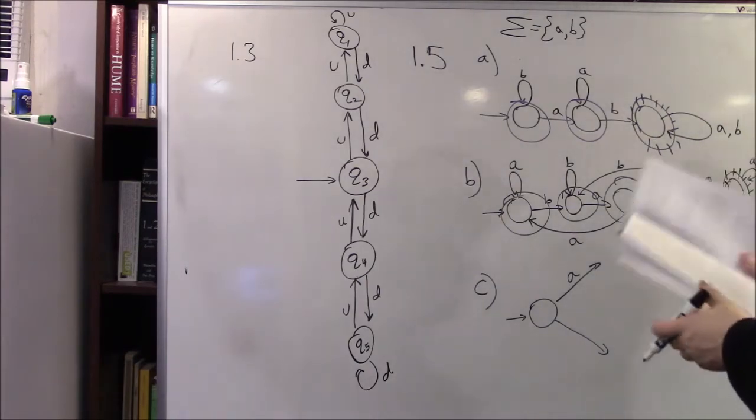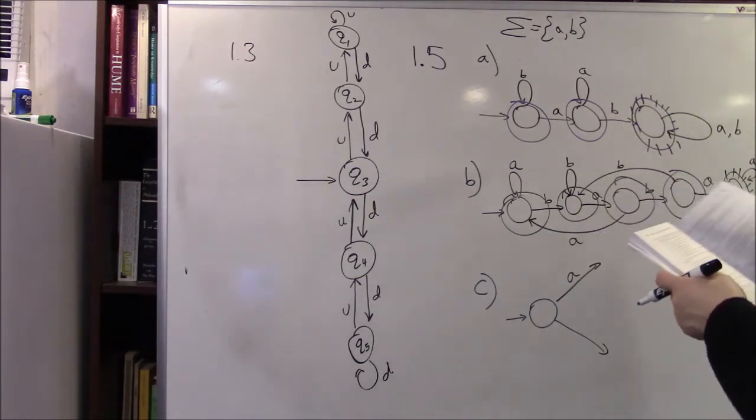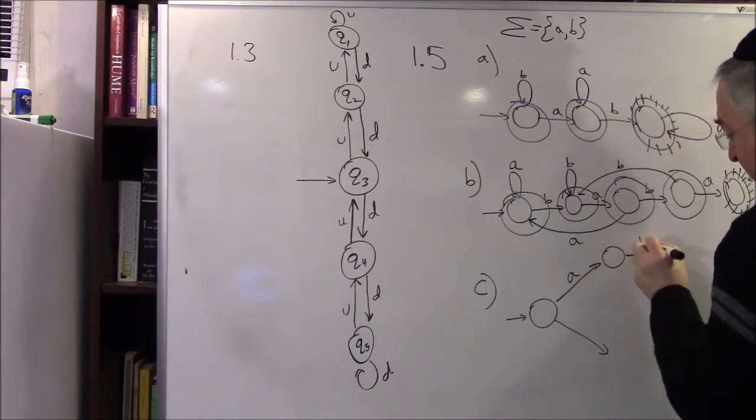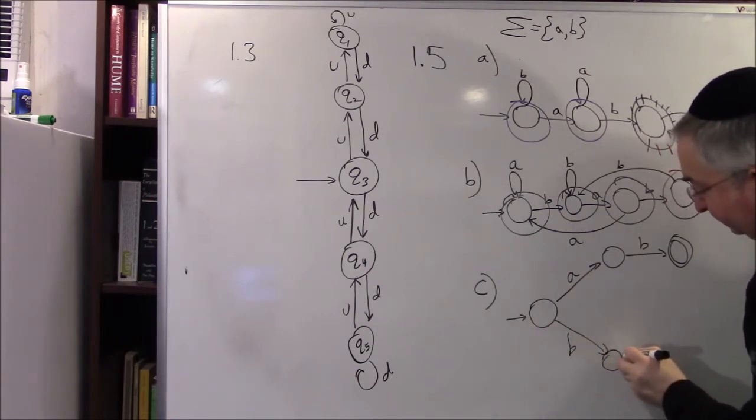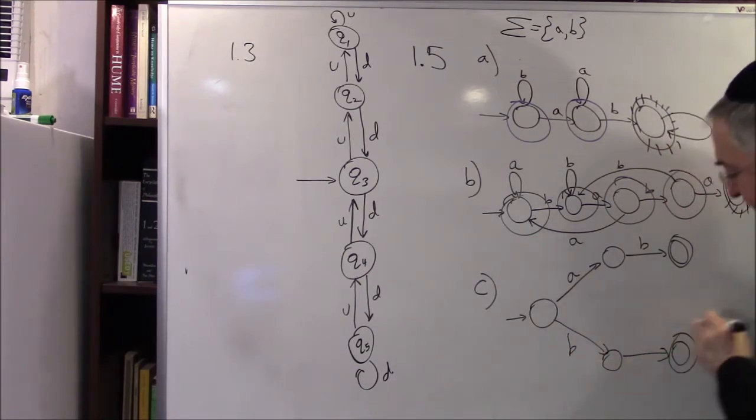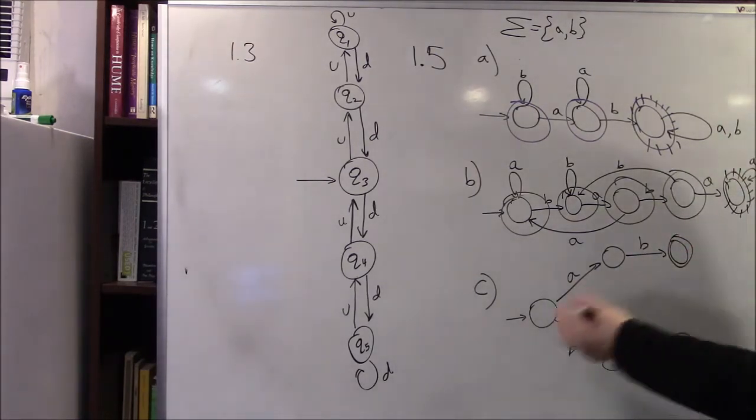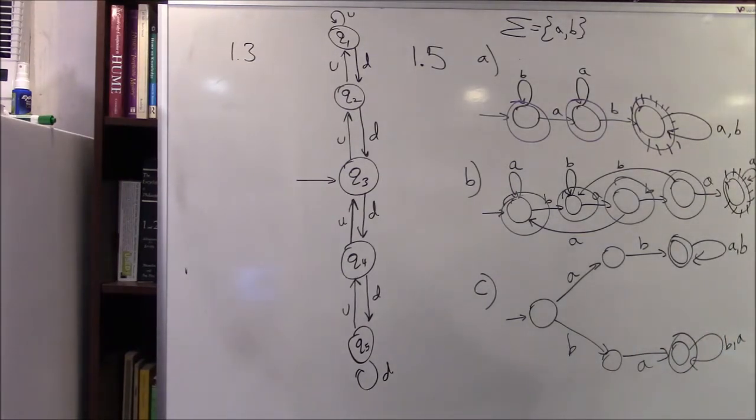Let's just read that. Contains neither the substring AB nor BA. So we're looking for AB. That would be like that. Or BA. That would be like that. Okay. Now, so far so good. By the way, once it contains AB, then you stay there. Once it contains BA, then you stay there. That's very good.